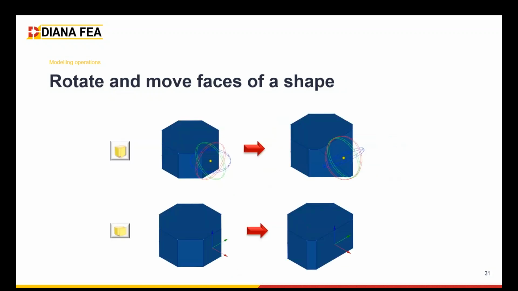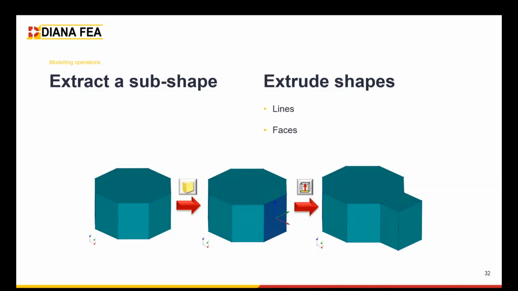Other modeling operations enable you to rotate or move face or adjust your shape. This can be done via action box or directly with the mouse by dragging one of the 3 arrows showing the main direction, or rotating through one of the 3 circles representing the 3 main rotation.